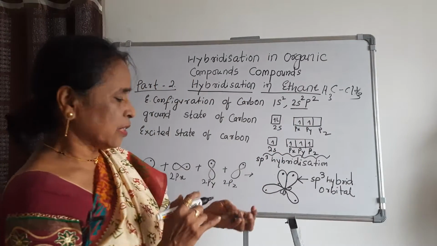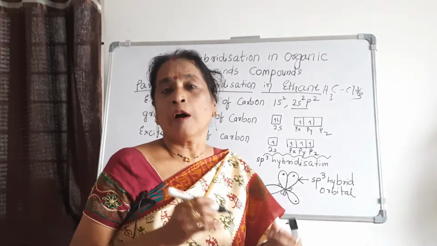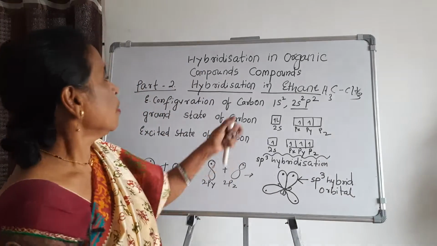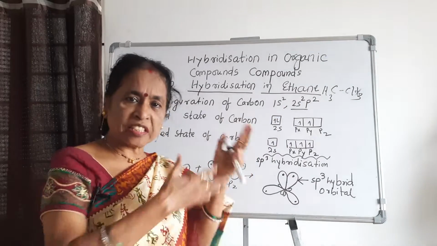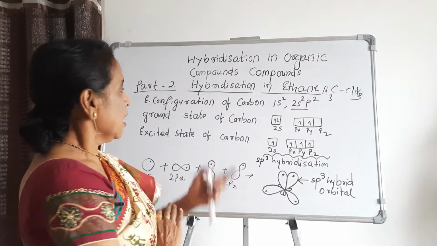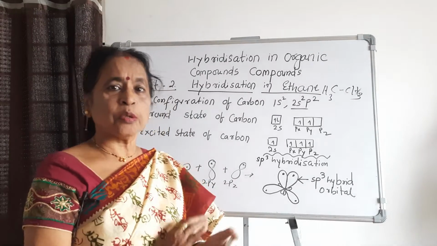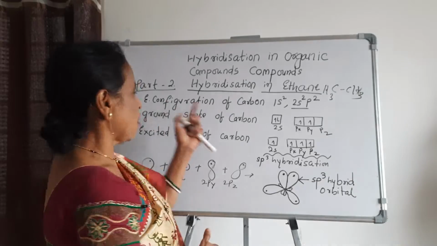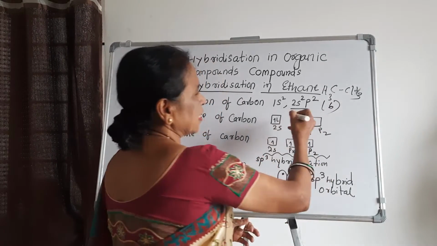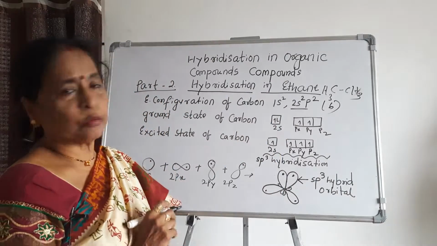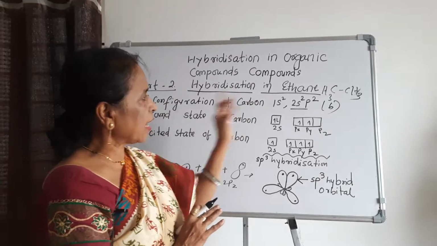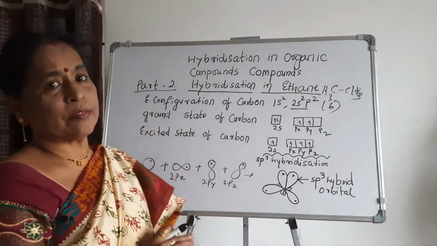Now first you will see, as in methane, the electronic configuration of carbon: 1s2 2s2 2p2. Ethane carbon also undergoes the same process. You know the atomic number is 6, so 1s2 2s2 2p2. This is called the electronic configuration, the ground state of carbon.